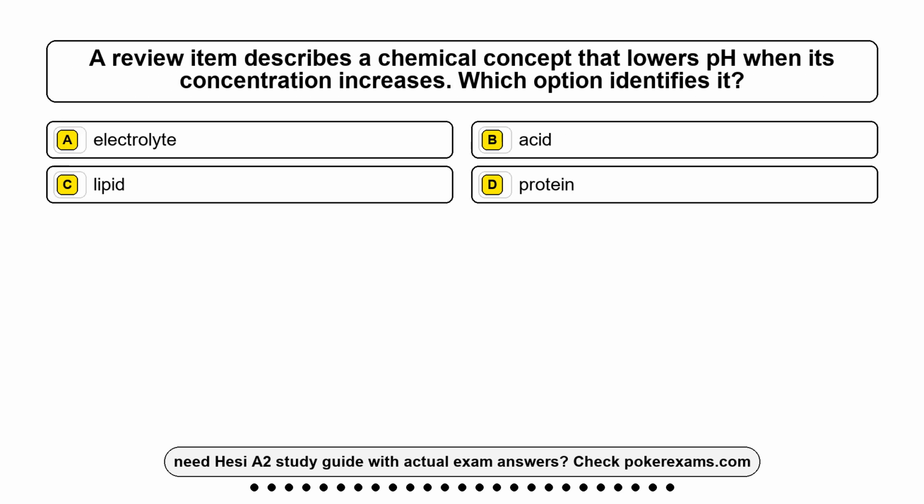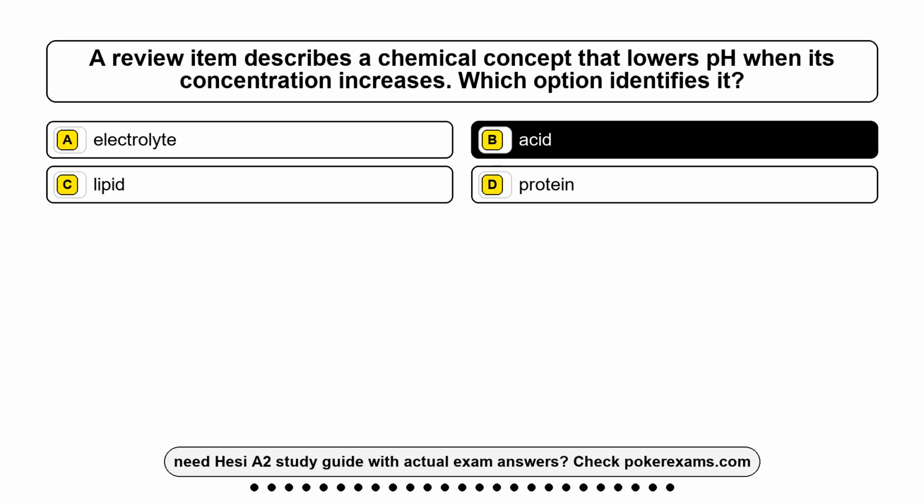Question 17. A review item describes a chemical concept that lowers pH when its concentration increases. Which option identifies it? Option A, electrolyte. Option B, acid. Option C, lipid. Option D, protein. The correct answer is option B, acid.